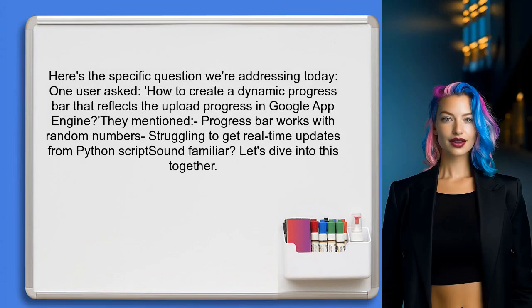Here's the specific question we're addressing today. One user asked how to create a dynamic progress bar that reflects the upload progress in their Google App Engine application. They mentioned that while the progress bar works with random numbers, they struggle to get real-time updates from their Python script. Sound familiar? Let's dive into this together.